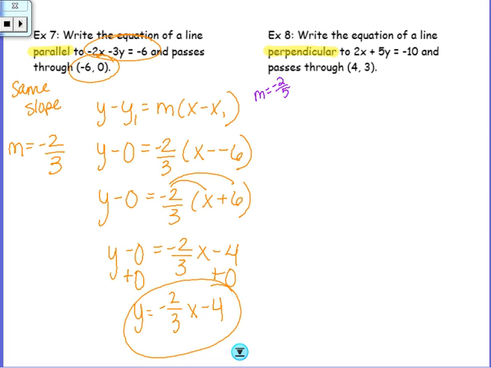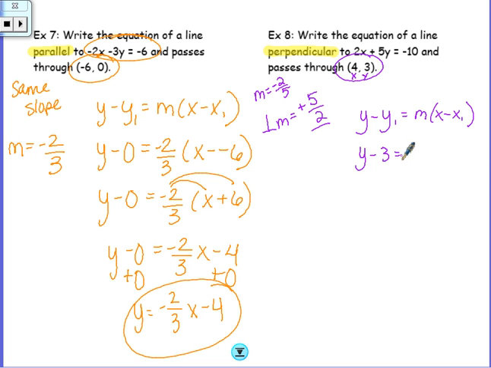So we know we're looking for a perpendicular line, so that means our slope has to be the opposite reciprocal. So if it was negative, it's now positive. If it was 2 over 5, it's now going to be 5 over 2. So I have my slope and my point. I'm going to label it so I don't mess it up this time. So I have my point and my slope, so I'm going to plug that into my formula. So y minus 3 equals the slope of 5 over 2, x minus 4.